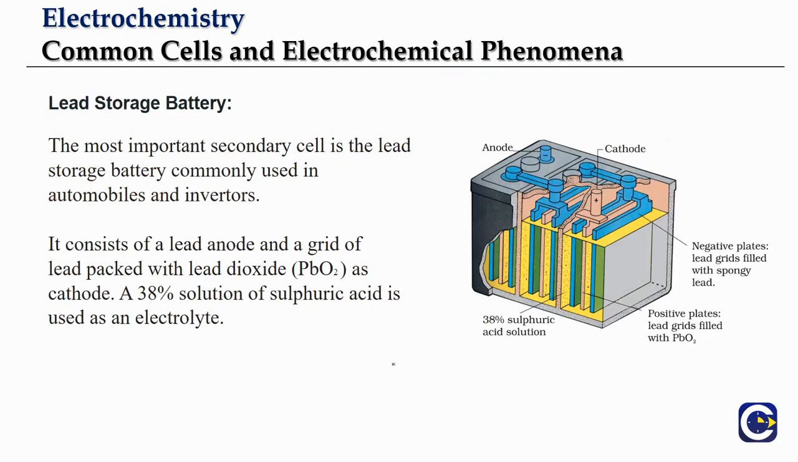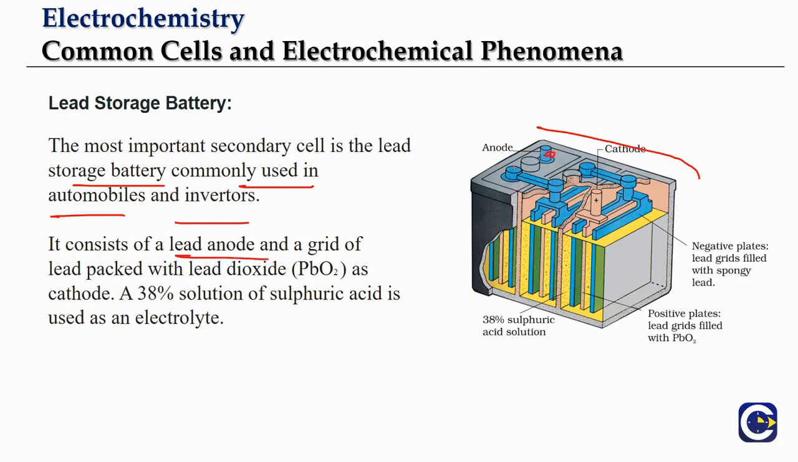Now we'll get into the secondary cells, and one of the very common secondary cells is the lead storage battery, which is the one commonly used in automobiles and inverters. You would have seen that it's this big box kind of a thing. That is the lead storage battery. If you look at the inner view, this is how it is going to appear.